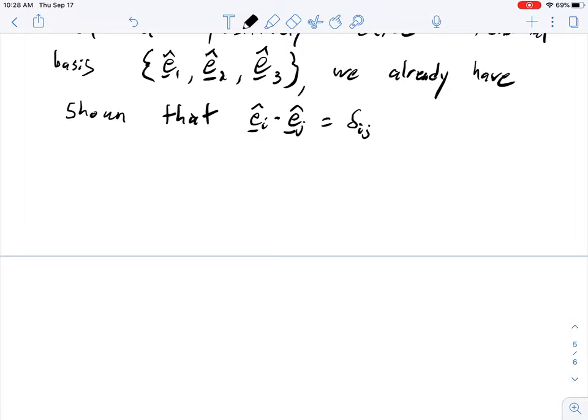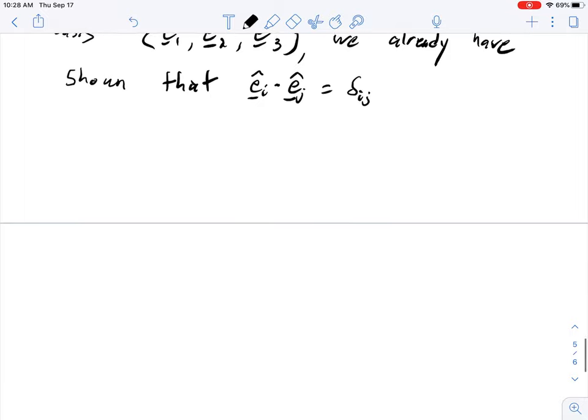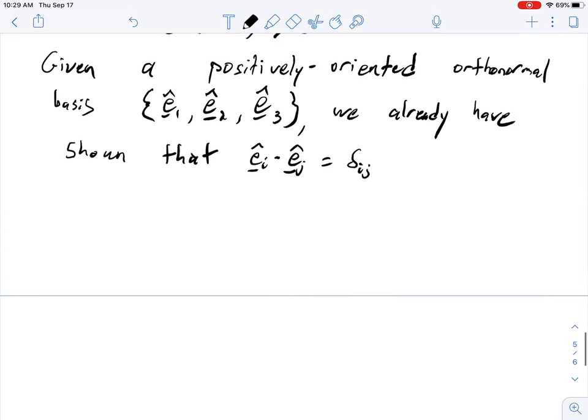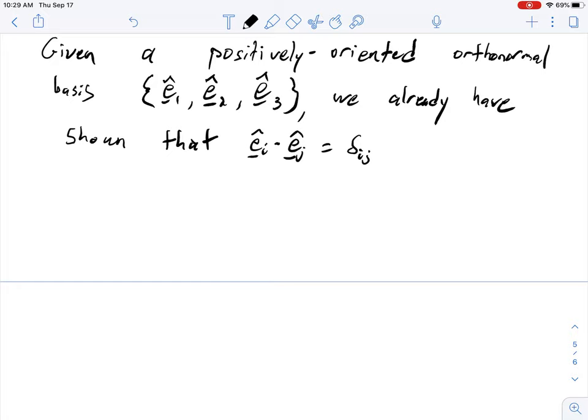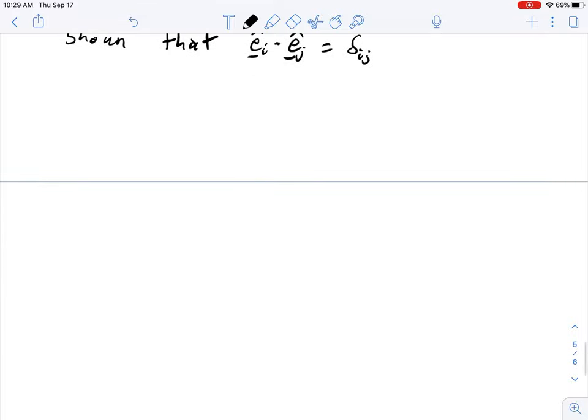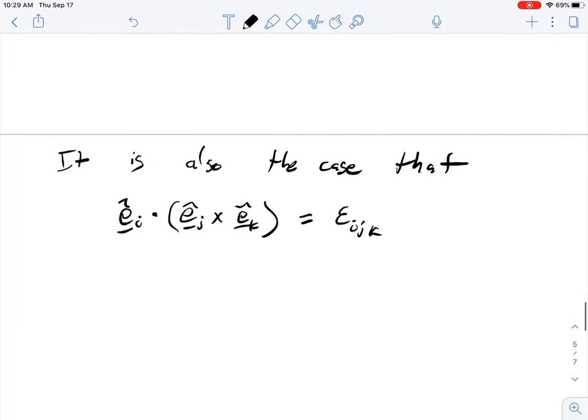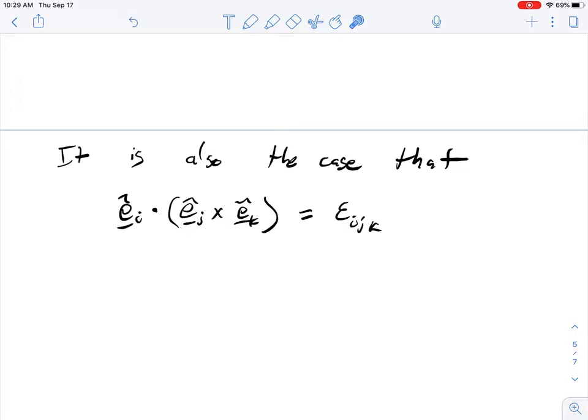Where delta ij is the Kronecker delta, which is 1 if i equals j and 0 otherwise. It's also the case that there is a relationship between the vector triple product and the alternating symbol, or Levi-Civita symbol. So it is also the case that e_i dot e_j cross e_k is equal to epsilon ijk, which is called the alternating symbol or Levi-Civita symbol, that one right there.